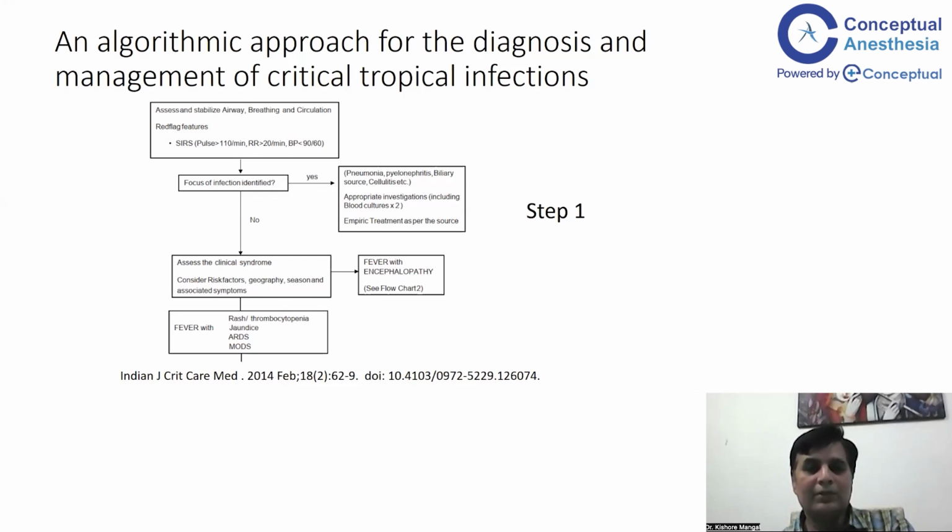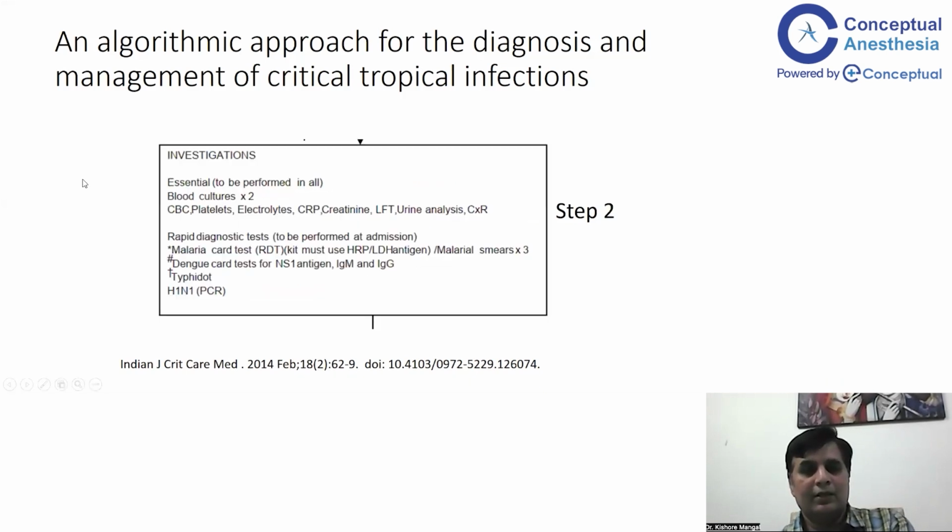ICU admission and look for the source and then divide it into fever with what type of syndromes we are dealing with. Then the investigation which is essential to be performed in all is obviously blood culture, because the patient is having infection. You do not know whether it is tropical or a bacterial one. You have to send routine investigations, including a CBC, platelets, electrolytes, CRP, creatinine, LFT, urine analysis, and chest X-ray. You can add ECG and ABG to it also.